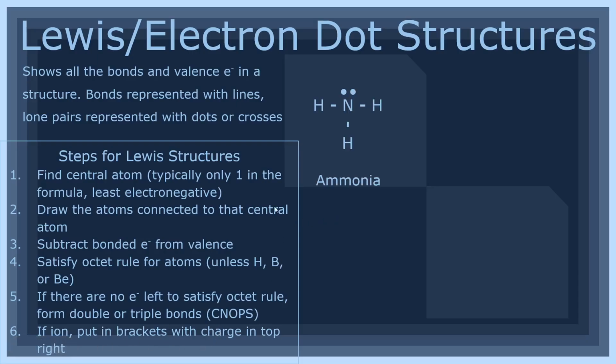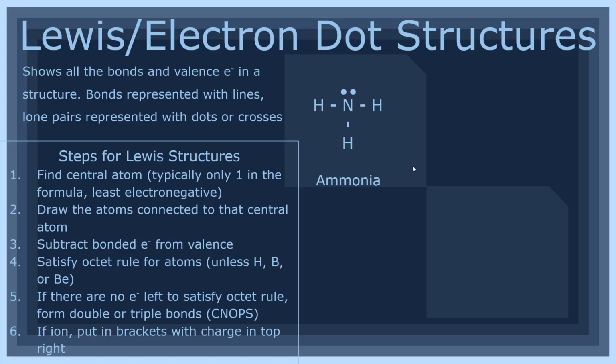So as an example, ammonia, or NH3, would have a Lewis electron dot structure like this, where you have nitrogen bonded to 3 hydrogens with electron dots in the top. Always make sure that your hydrogens only have one bond, because they can only have 2 electrons in their one energy level at a time.